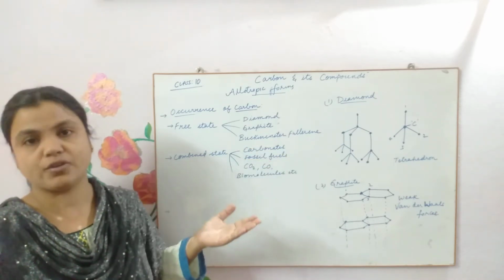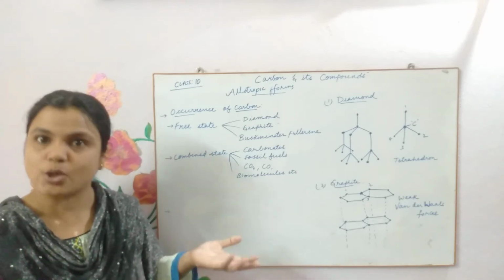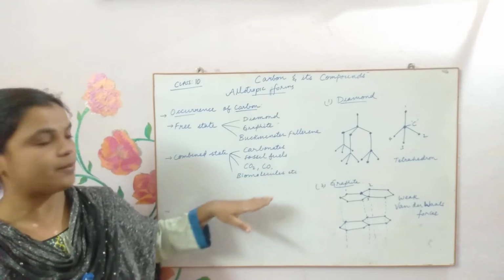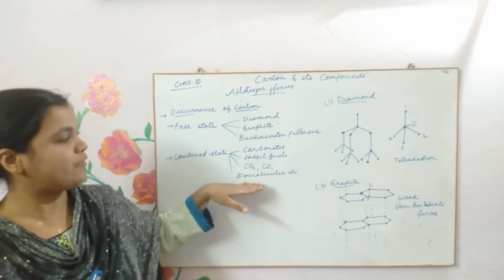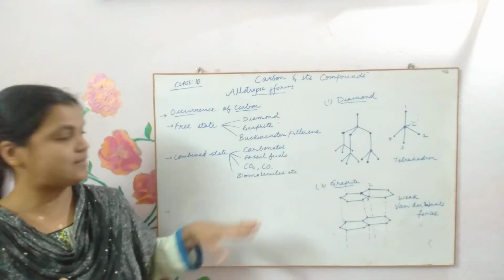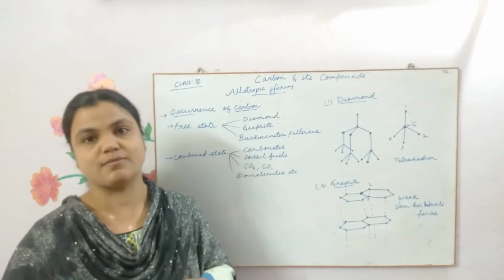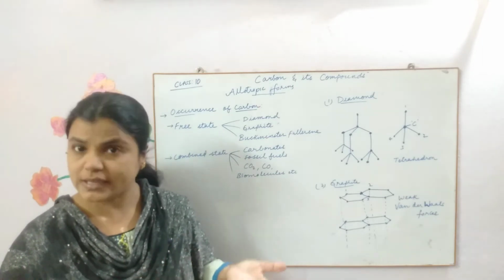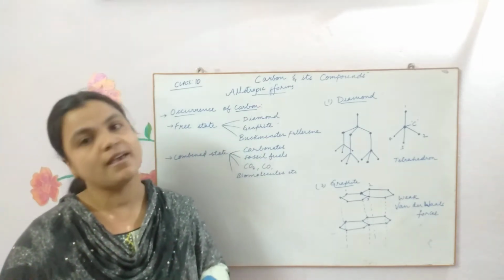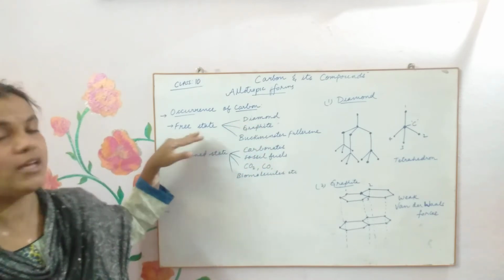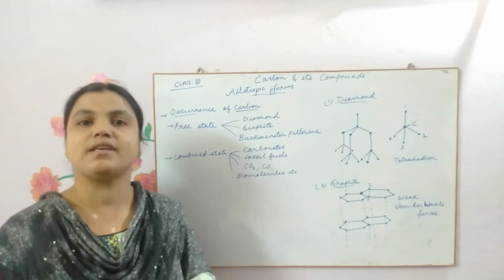And fossil fuels, the petroleum products, they are all hydrocarbons, right? In the atmosphere we have carbon dioxide and carbon monoxide. We have other biomolecules, which are nothing but the organic compounds present in living organisms, like the carbohydrates, the nucleic acids, the proteins, the vitamins, etc. Today we will be learning about the free state, how carbon exists in the free state.